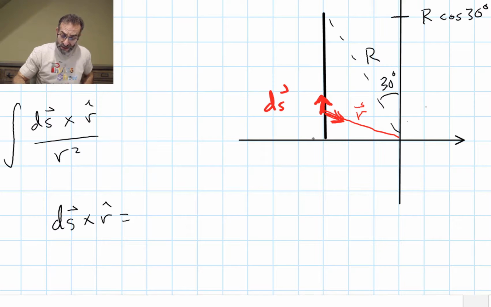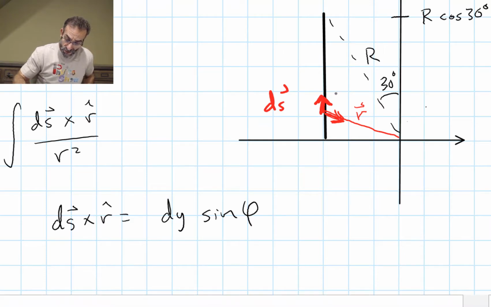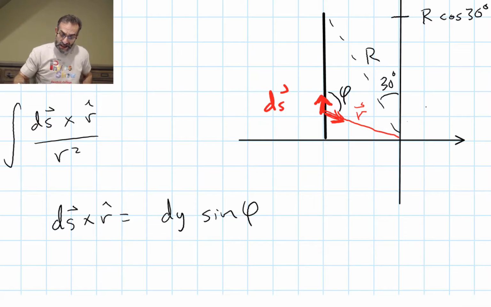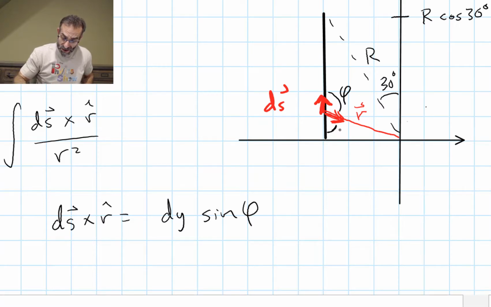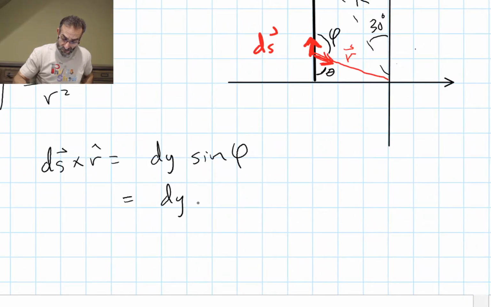It's the magnitude of ds, and I'm just going to use dy in this case since I'm parallel to the y-axis. The magnitude of r hat is just 1. And then I get the sine of the angle when we put their tails together. That would be this angle right here. But the sine of that angle is the same as the sine of this angle over here. I'll call that theta. The sine of 180 minus x is the same as the sine of x.